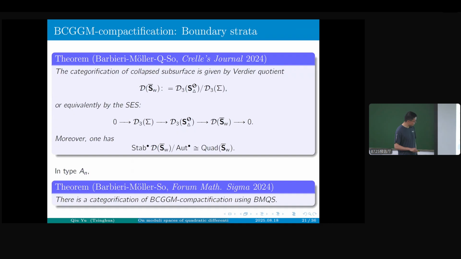And my collaborators also use this result to categorify this BCGGM compactification in type A case. Because in type A case, basically, there's no closed geodesic, and everything is very easy. But in general, we're still working on the full generality here. Yeah, so this result just shows some correspondence between category and the dynamical system. As I mentioned before, when you have this type of correspondence, you can build up more things in the dictionary.